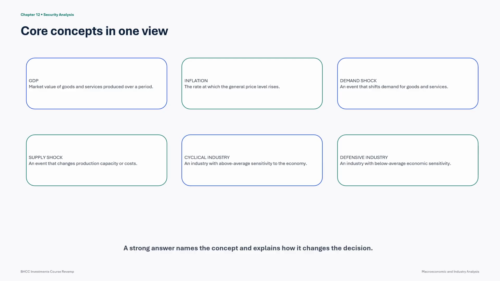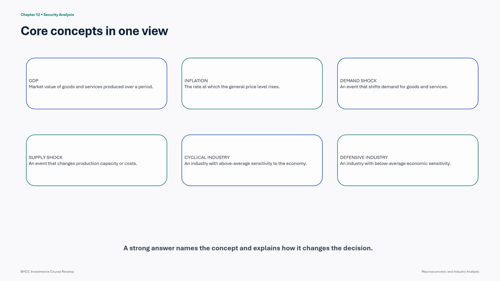A cyclical industry has above-average sensitivity to the economy. Autos, construction, travel, capital goods, and luxury spending often respond strongly to income, credit, and confidence. A defensive industry has below-average sensitivity because demand is more stable. Utilities, consumer staples, and parts of healthcare are common examples.